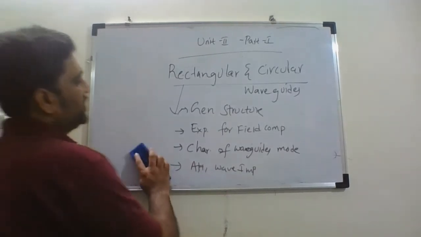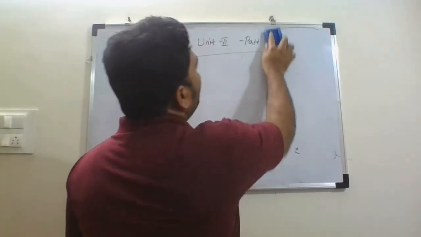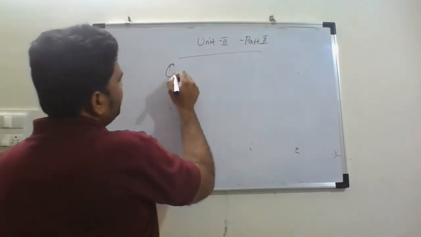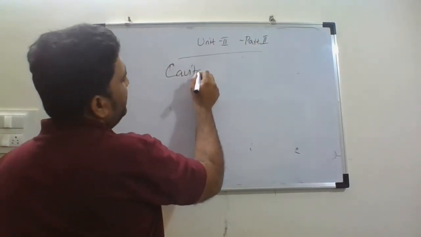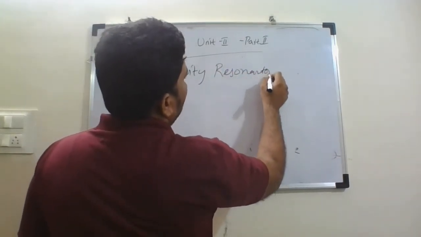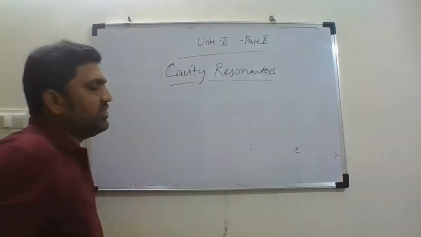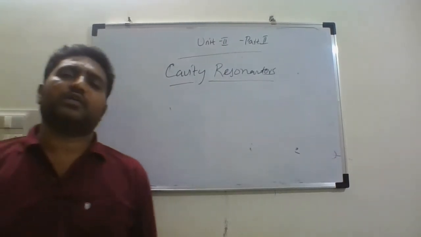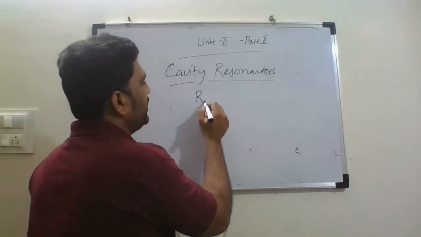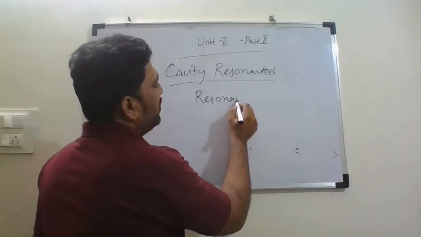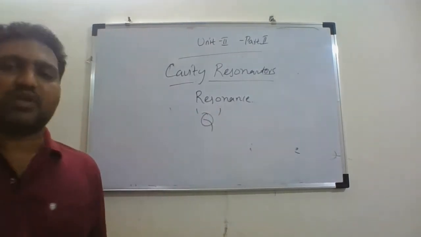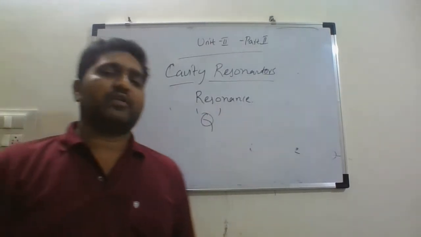Next, coming to part 2. Part 2 discusses something very important, which is called cavity resonators. We know what resonating circuits are. So here we will be discussing microwave resonators. What is a cavity resonator? Firstly, what is the principle of resonance? We will introduce that. What is the importance of Q value for a waveguide, and Q value for a resonator?